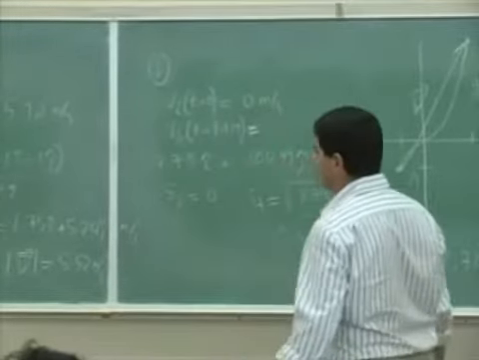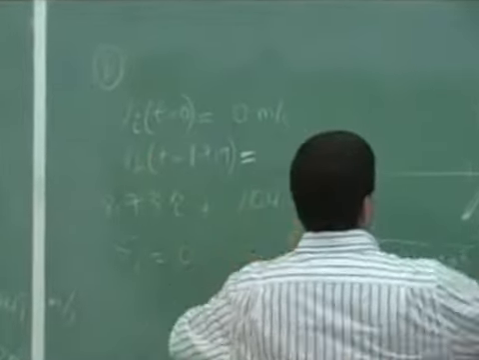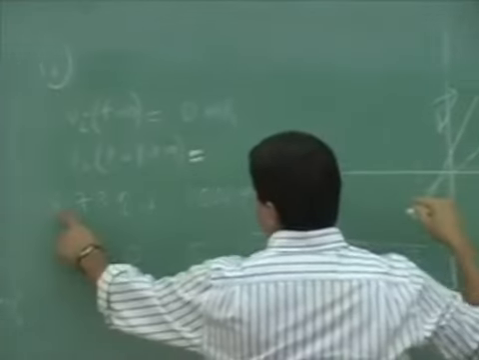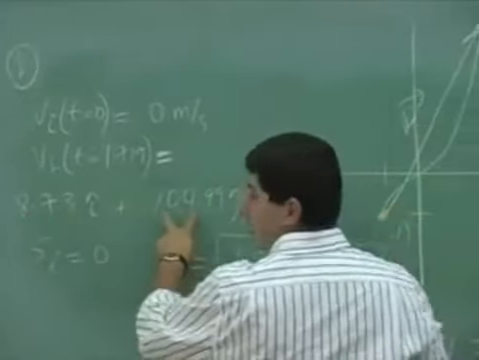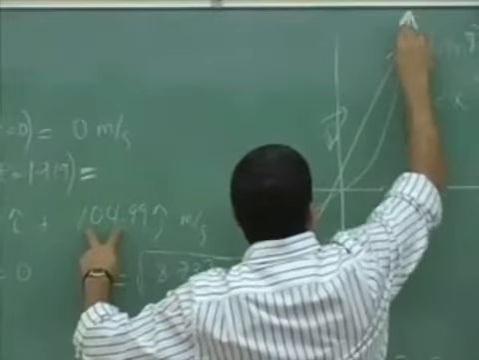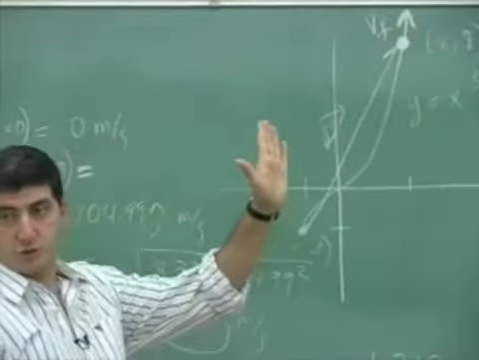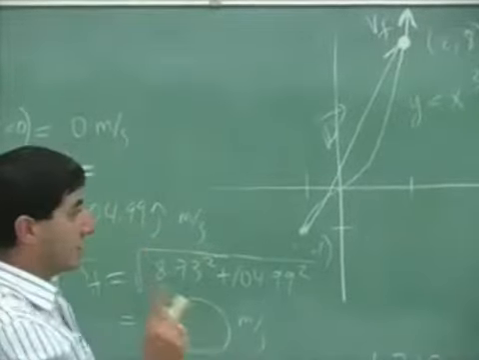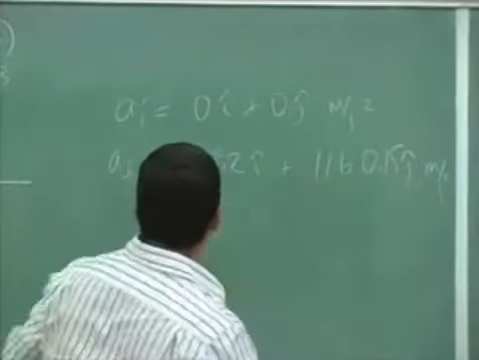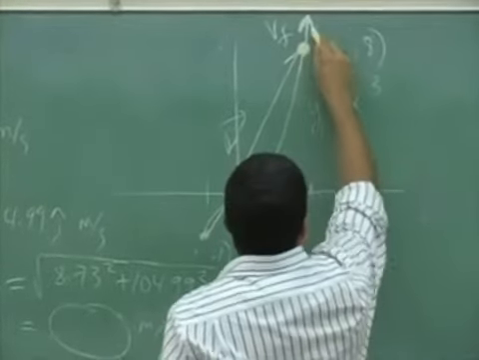And another interesting thing that you can see here: the velocity should be tangential to the path. So it's telling us that by the time the particle gets here, its velocity is 8.73, 104.99. If you draw the velocity vector, you will notice that the final velocity vector is tangential to the path. The velocity is always tangent. The acceleration vector doesn't have to be, and it's not. The acceleration vector is 20 and 1,160.